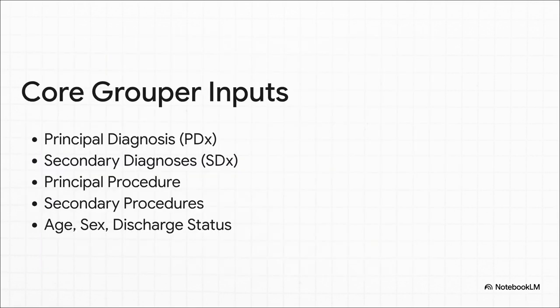You might be wondering, how does the grouper software actually know which bucket to put a patient in? It all relies on the clinical documentation that medical coders extract directly from the patient's chart. These are your core inputs. First, you've got the principal diagnosis. That's the condition established after study to be chiefly responsible for the admission. Then, your secondary diagnoses, which reflect any comorbidities or complications. Next, you have any principal and secondary procedures that were performed. And finally, demographic factors, like the patient's age, their sex, and their discharge disposition. All of these inputs are fed into the logic engine to generate that final MSDRG.